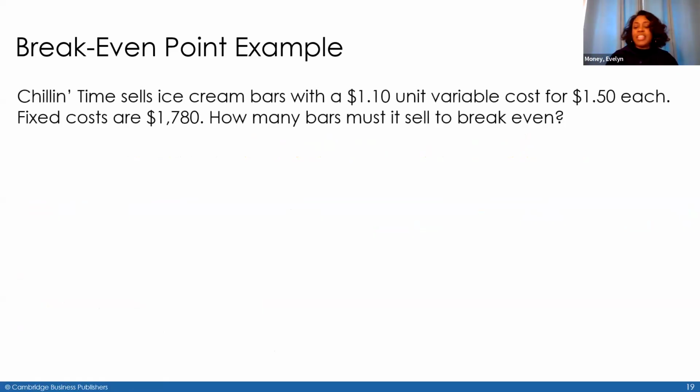So let's do this with an example. Again, the easiest way to do it is just with the formula. So let's see, we have the same ice cream company selling the ice cream bars with a $1.10 unit variable cost, and the sales price is $1.50. So they're selling it for $1.50 each. Fixed costs are $1,780. How many bars must it sell to break even?